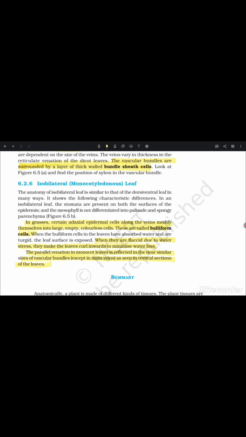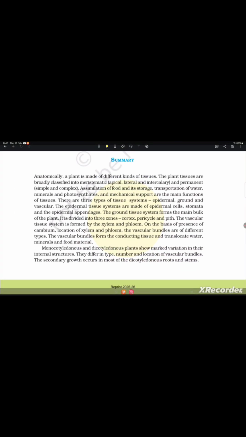In grasses, certain adaxial epidermal cells along the veins modify themselves into large, empty, colorless cells. These are called bulliform cells. When the bulliform cells in the leaves have absorbed water and are turgid, the leaf surface is exposed. When they are flaccid due to water stress, they make the leaves curl inwards to minimize water loss. The parallel venation in monocot leaves is reflected in the near similar sizes of vascular bundles except in main veins, as seen in vertical sections of the leaves.